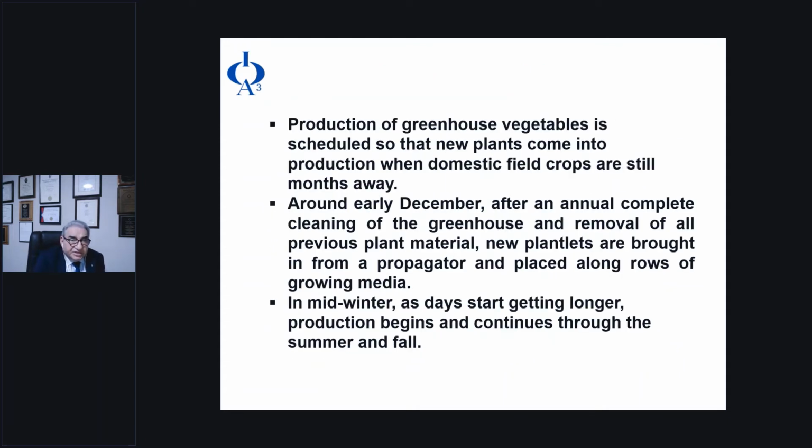The production, as indicated, is scheduled so the new plants come into production when the domestic field crops are still months away. Around early December, after an annual complete cleaning of the greenhouse, you prepare for that. The plants are brought from the propagator and placed along rows of growing media, and we've seen this in different slides from the previous presenters. In midwinter, the days are longer, of course, so production begins and continues through the summer and fall.